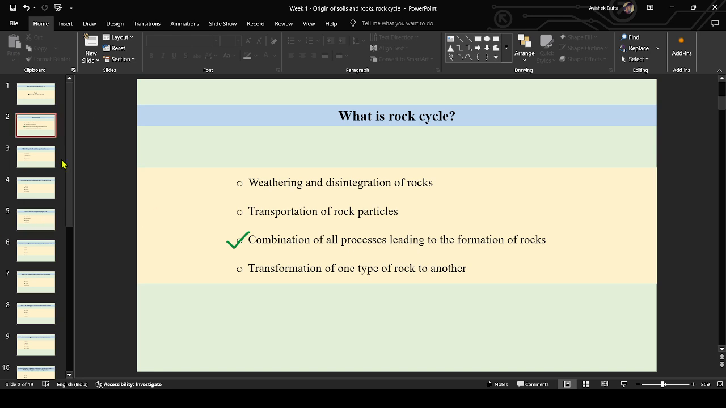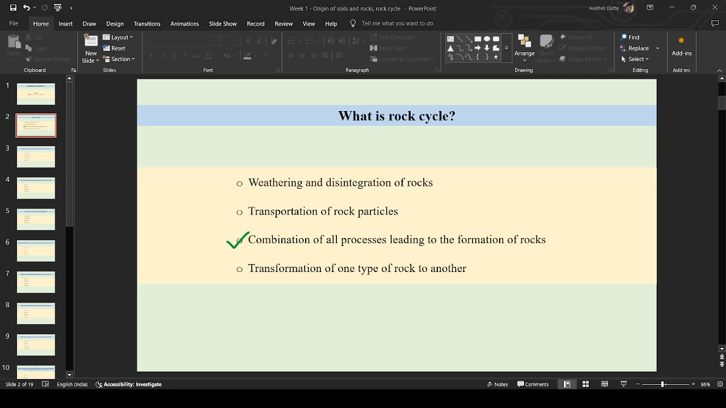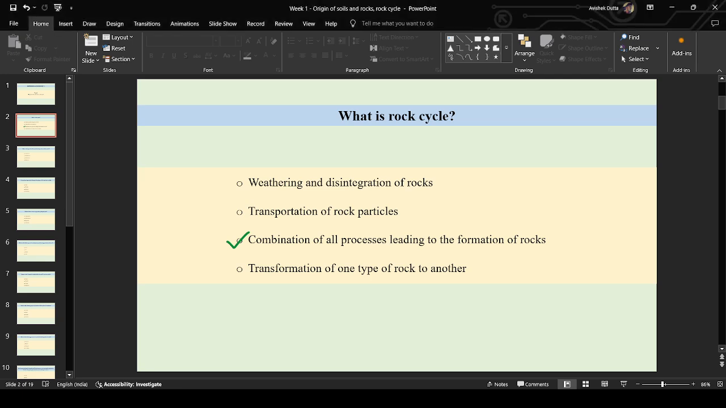Okay, so this was the first question. Does anyone have any doubt regarding this solution? No, sir. Okay. Next question.